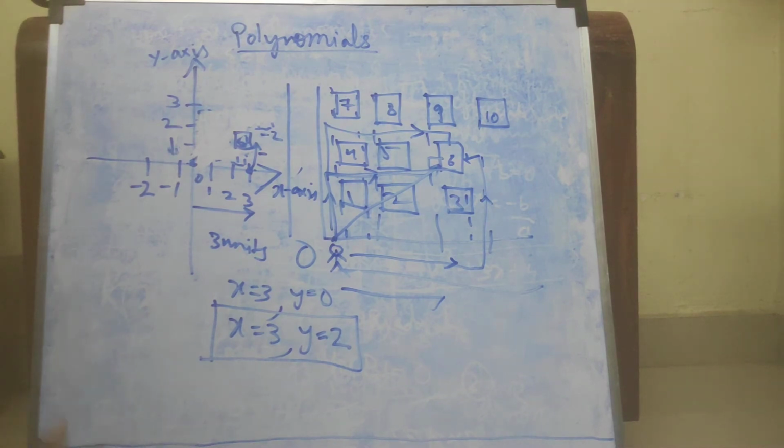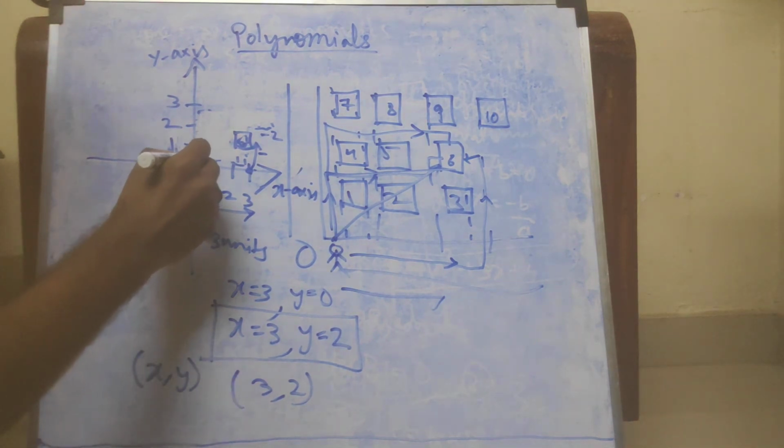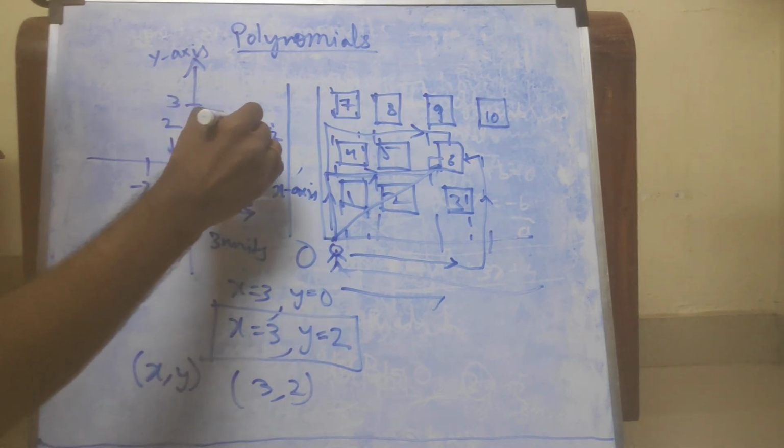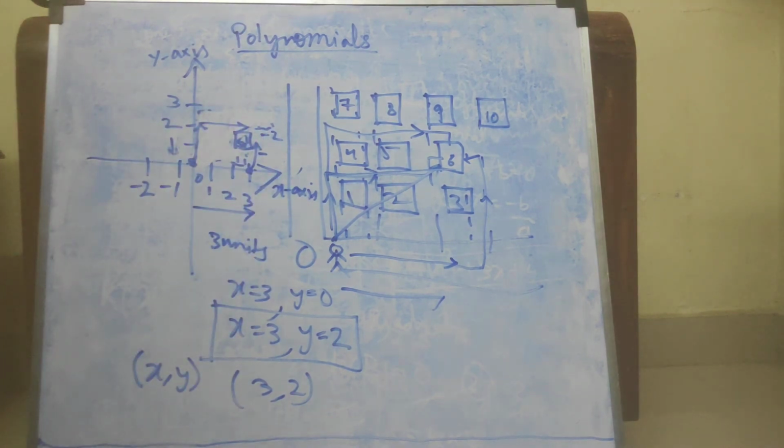The values of x and y can be represented as follows: brackets x comma y. So house number 6, I will represent as x value is 3 and y value is 2. There is also one more route possible. The person can go first in the y direction up to 2 units, then take 3 units in the x direction. This is also possible, and both the routes are equivalent.